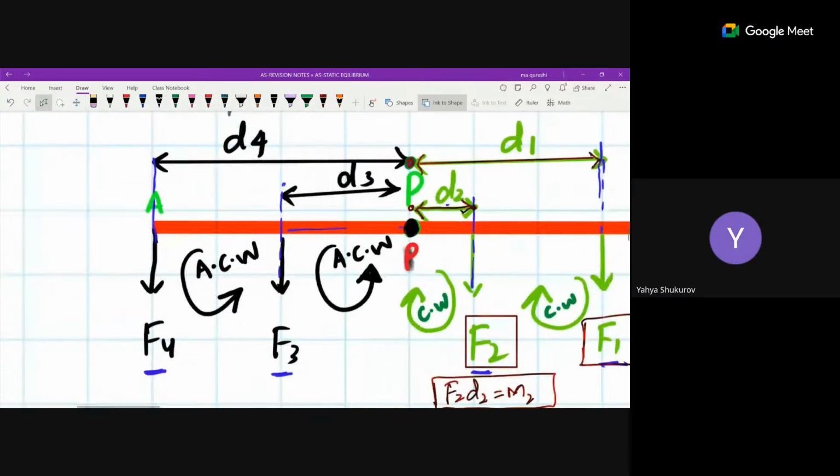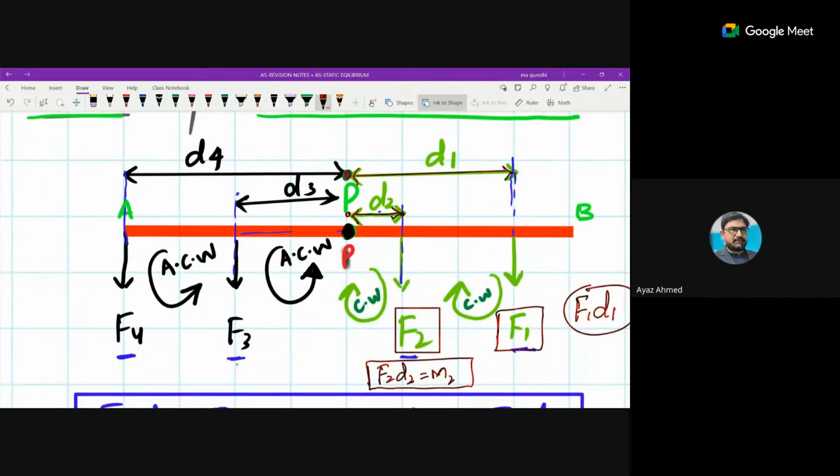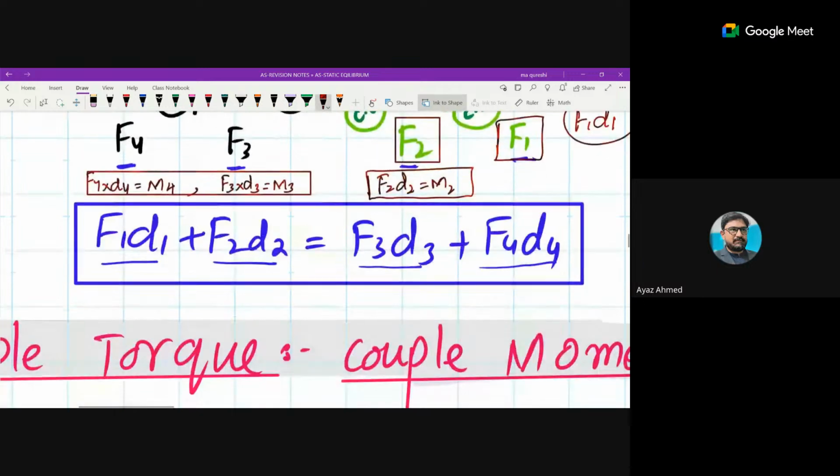In the same way, this is F3, then F3 D3. D3 is the distance from this pivot point to that line of force. So that is your moment 3. And so on. That is F4 and D4, F4 times D4. That is your moment number 4. These are all the moments. And when you apply sum of clockwise and anti-clockwise, you will simply say that the sum of clockwise moments is equal to the sum of anti-clockwise moments.